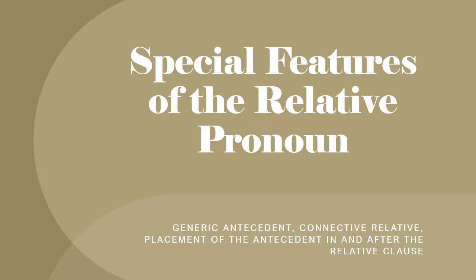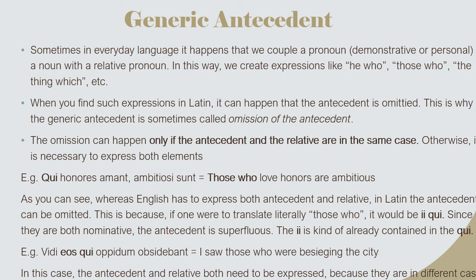So this is how a relative clause and a relative pronoun normally work, but we also have some special features of the relative pronouns, some special constructions that Latin uses. Some of them are also found in modern languages. So the first one is the so-called generic antecedent. Sometimes in everyday language, it happens that we couple a pronoun, which can be demonstrative or personal, or a noun, with a relative pronoun. And in this way, we create expressions such as he who, those who, the thing which, the man who, the person who.